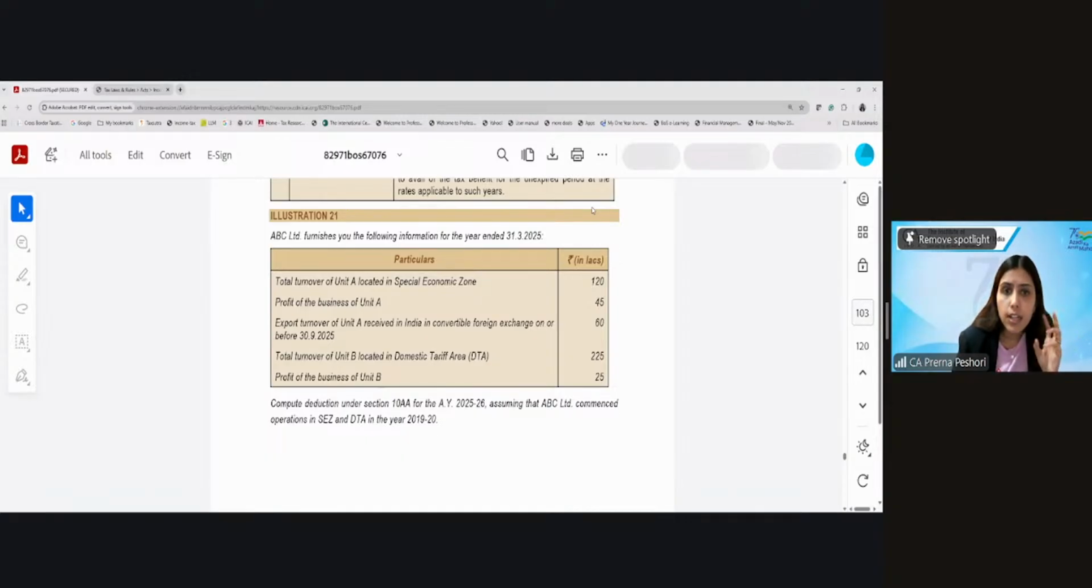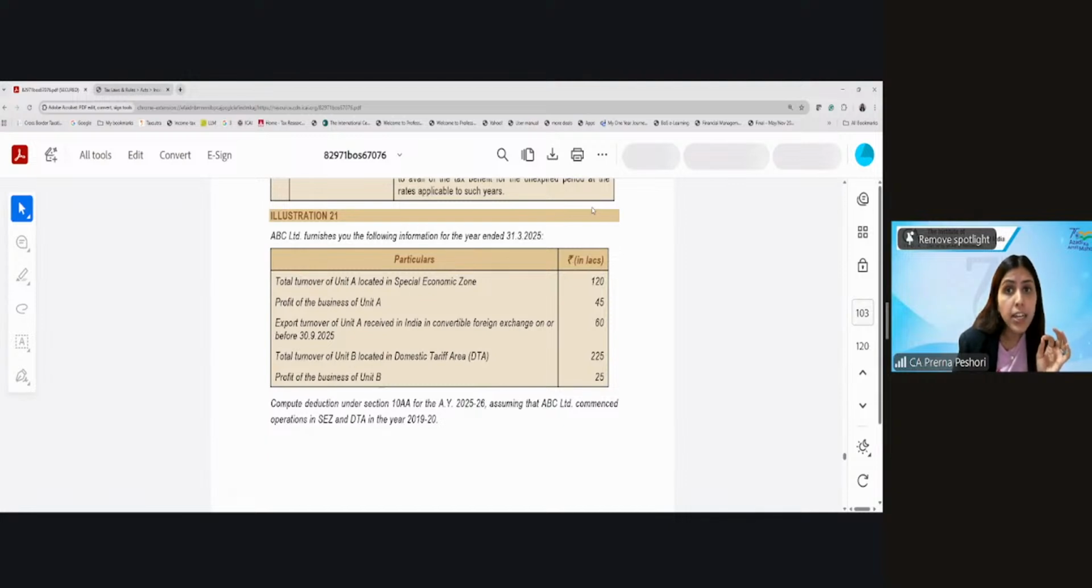Correct? So as per 10AA, what is the eligible deduction on the profit derived from the unit in SEZ? Profit of the business of the unit. Now, what is the profit derived of the unit? 45 lakh, right? Into the export turnover. What is my export turnover? 60 lakhs, which is received in foreign exchange within 6 months. What is my total turnover? 120. So divide by 120, it comes to 11.25 lakh after applying the 50% profit. Are we clear? So this is how you are required to consider.